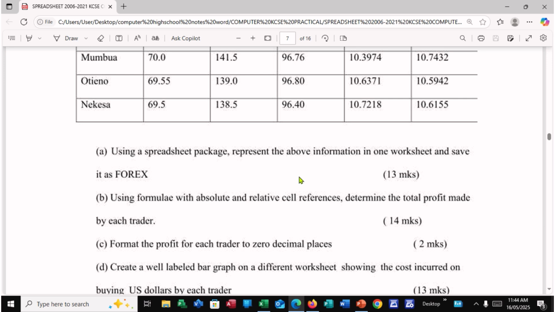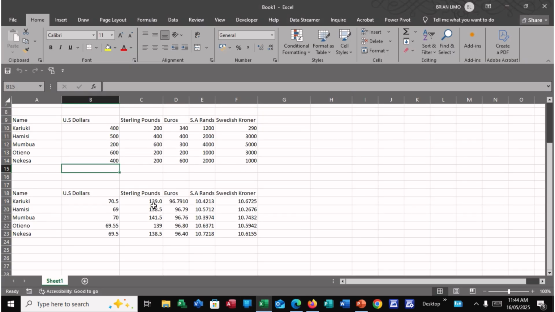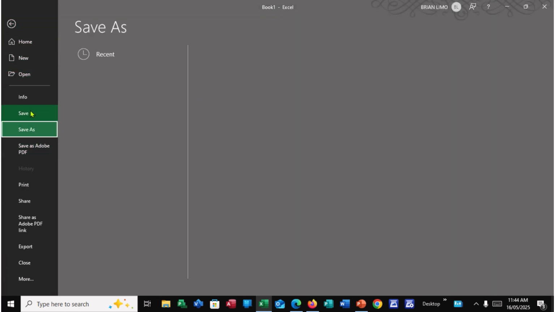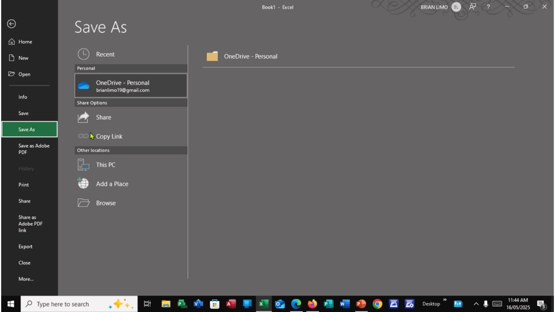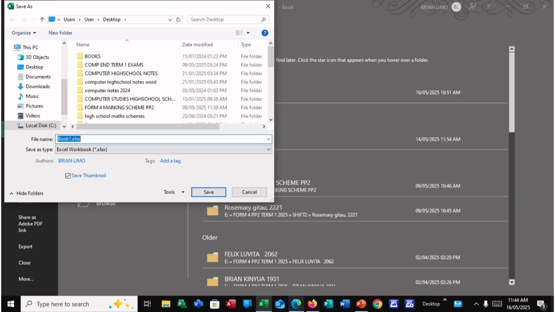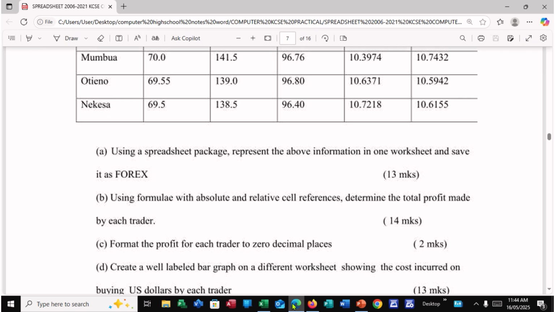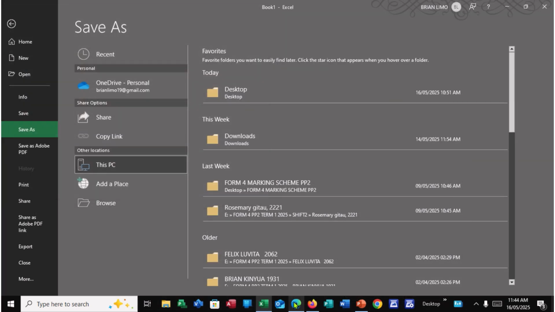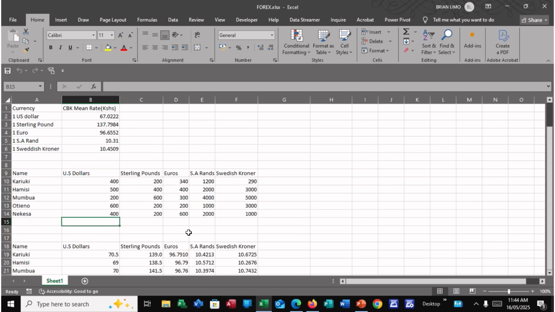Using a spreadsheet package, represent the above information in one worksheet and save it as forex. So here is the worksheet. You type it the way it is, and then you are supposed to save the file. I usually save my work on desktop, so this PC and then desktop. You are being told in the question to save it as forex, so I type here forex like that.